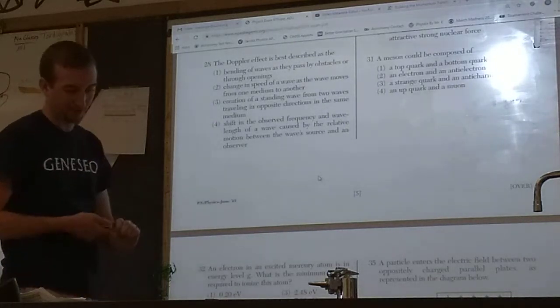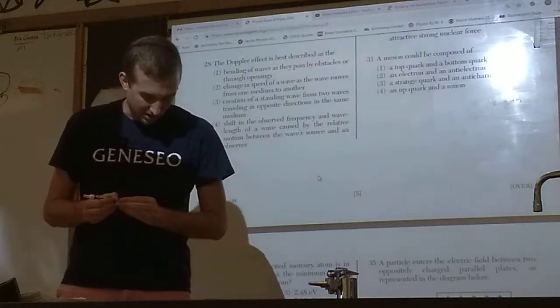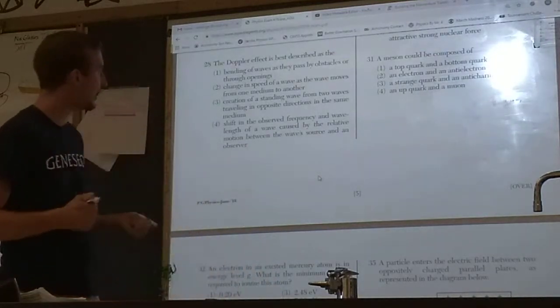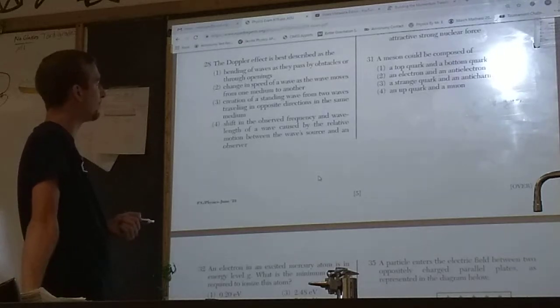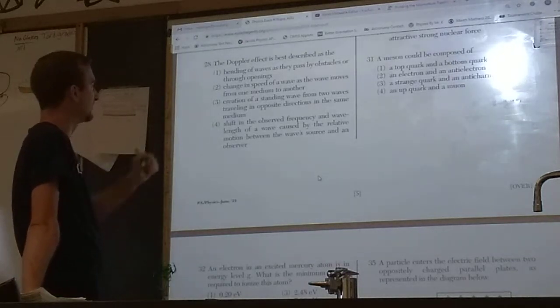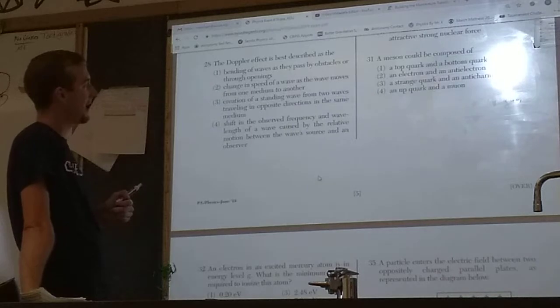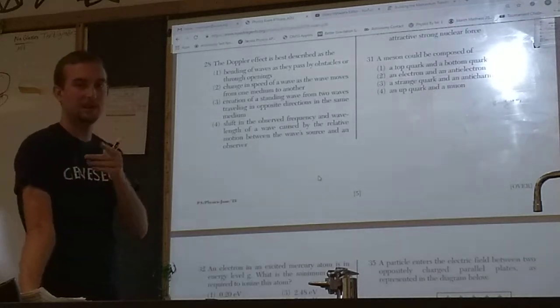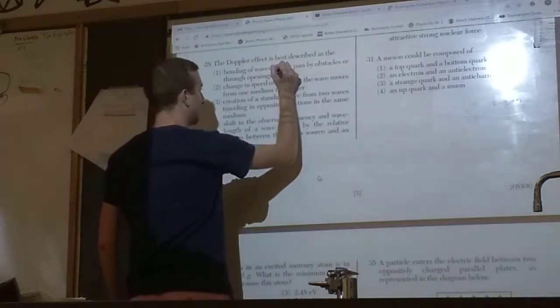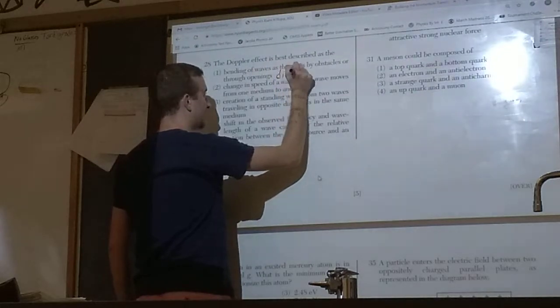Next question is really just a definition question. What is the Doppler effect? Okay. So the Doppler effect is best described as the what? Let's go through and name all of these. Is it the bending of waves as they pass by obstacles or through openings? Keep that in mind for the next question. That is known as diffraction. That is not the same as the Doppler effect.